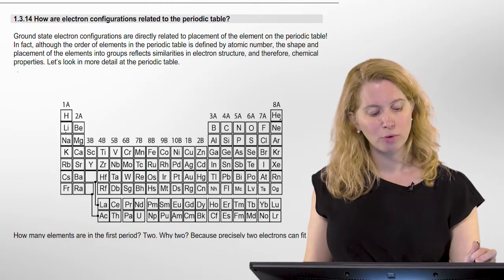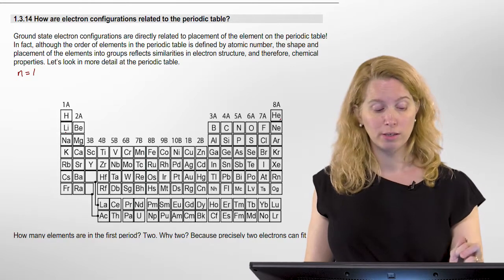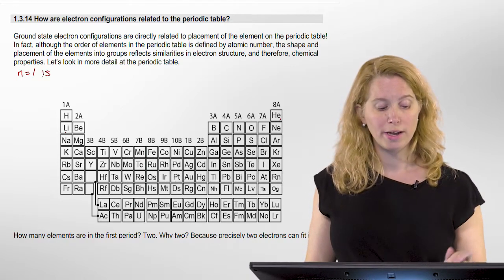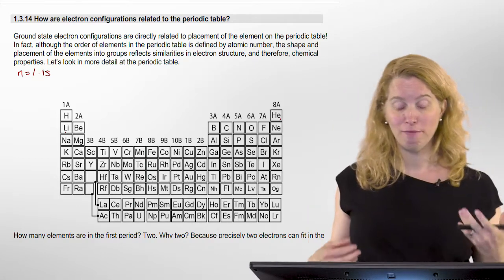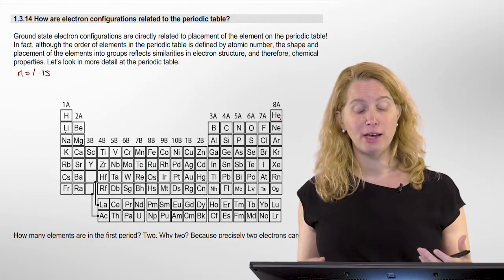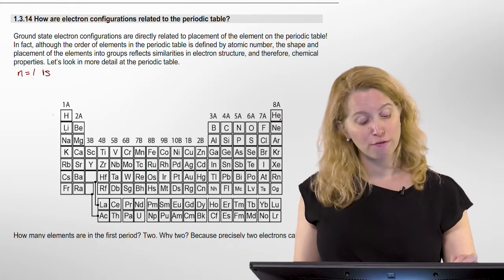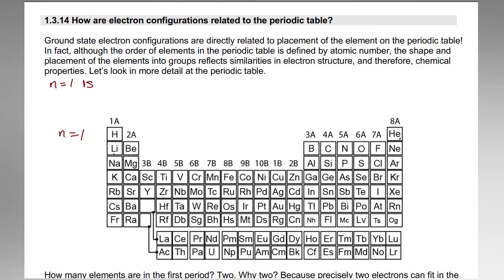So you know, for example, that the n is 1 shell consists only of 1 orbital, the 1s orbital, which means a maximum of 2 electrons can fit into that first atomic orbital. If we look at the first period of the periodic table, we see that it contains precisely 2 elements, hydrogen and helium. Now, why is that? It's because the ground state electron configuration of hydrogen is 1s1. The ground state electron configuration of helium, 1s2, the closed first shell.